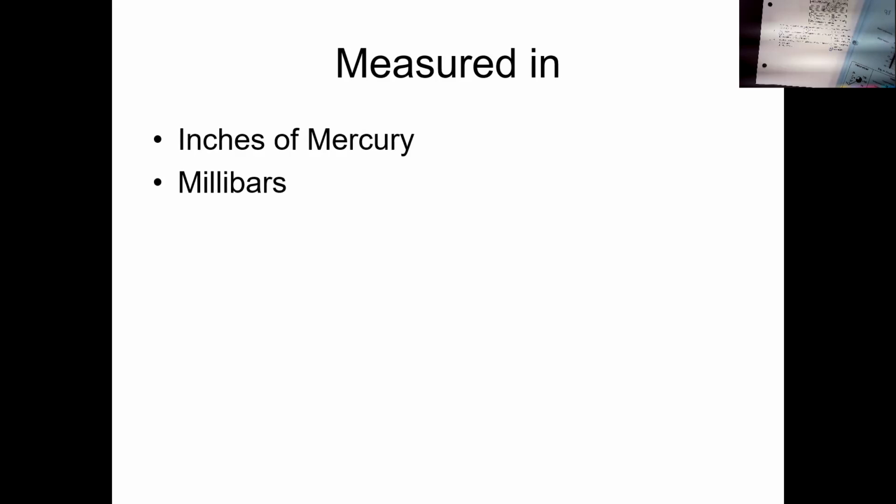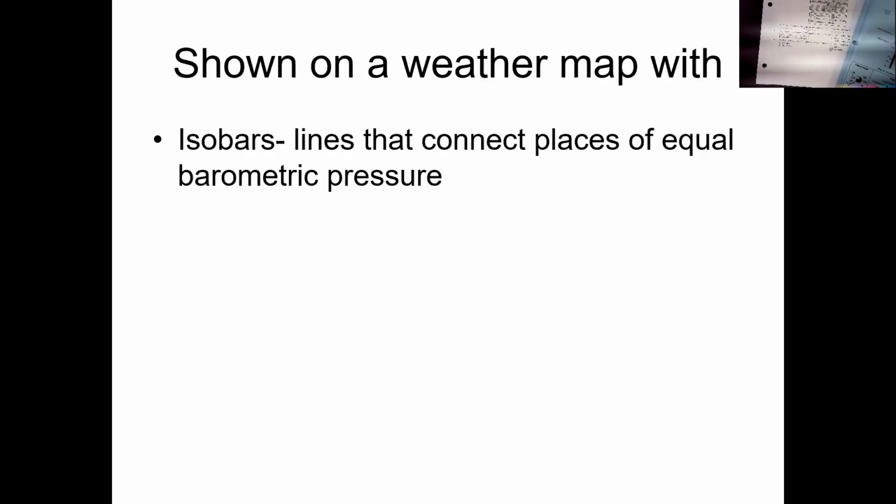And on a weather map, does anybody remember how we show pressure on a map? We did it in chapter 2 back in October. Connect the dots for slightly older kids. Isotherms are for temperature. Anybody remember? Isobars. So that's the next one. Shown on a weather map with isobars, lines that connect places of equal barometric pressure. If you see barometric pressure, it just means air pressure. But you can see where they got the bars from. That's from barometric pressure.